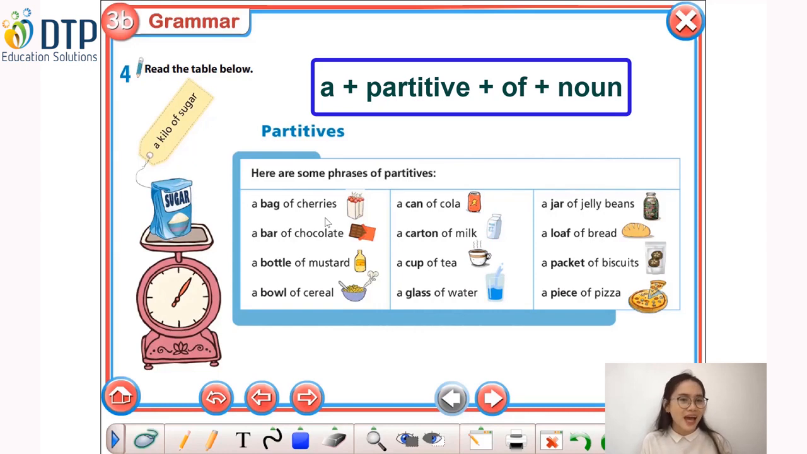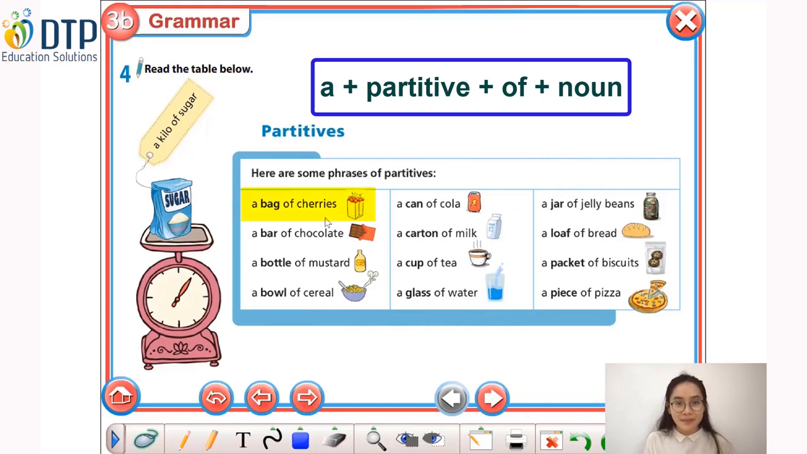Thế nếu như mình muốn nói 2 túi cherries thì mình hãy nói là yes, 2 bags of cherries. Ok, vậy khi đó danh từ số nhiều mình sẽ đẩy vào từ bags. 2 bags of cherries. 2 bars of chocolate. Now, let's listen and repeat after me all the phrases. Rồi bây giờ các bạn sẽ nghe và đọc lại cùng cô những cụm từ này nhé.